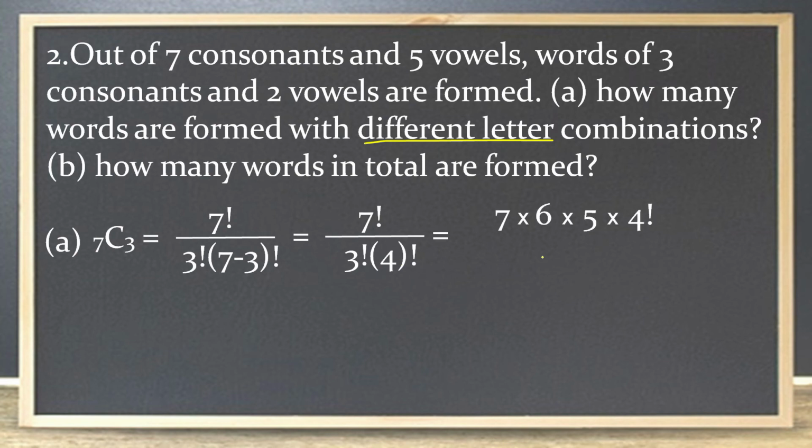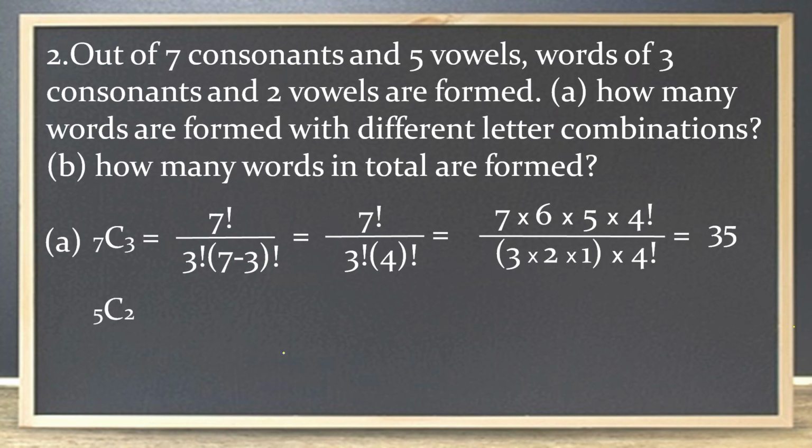So we expand. We have 7 times 6 times 5 times 4 factorial over 3 factorial, which is 3 times 2 times 1, multiplied by 4 factorial. So here 4 factorial and 4 factorial go out. Then we have 3 times 2 times 1 is 6, so we can cross out this entire thing with this 6. Then we have 7 times 5, which is equal to 35. So we will have 35 different combinations from the 7 consonant letters, taking 3 at a time.